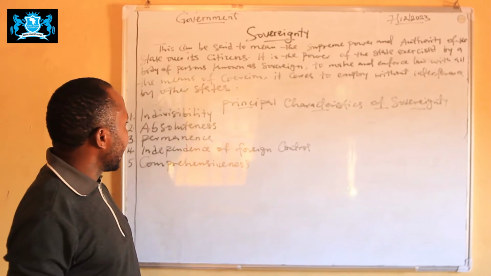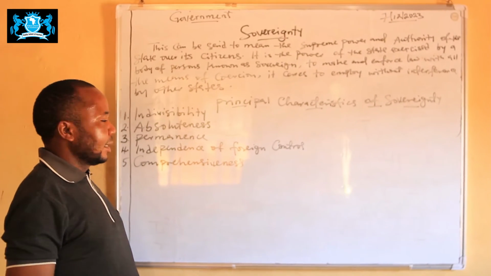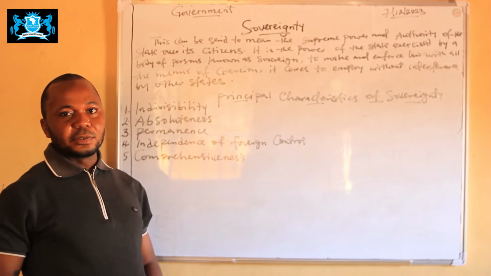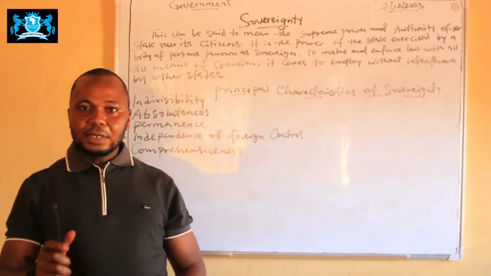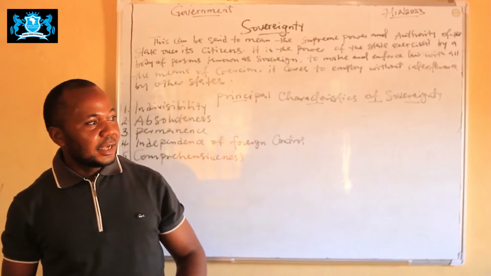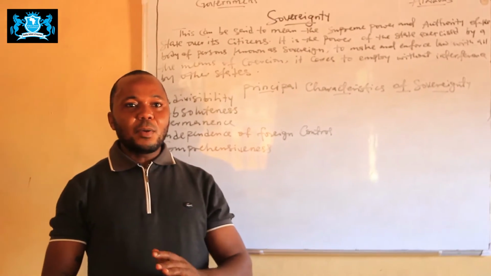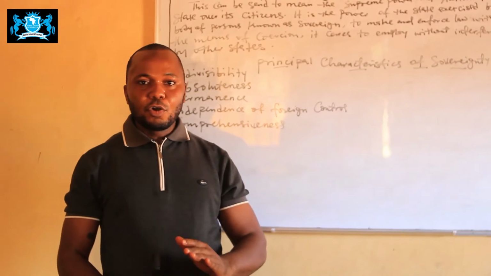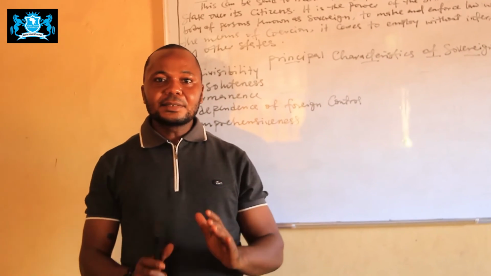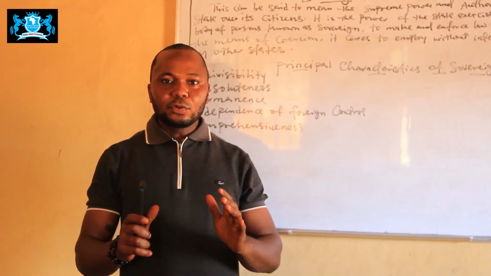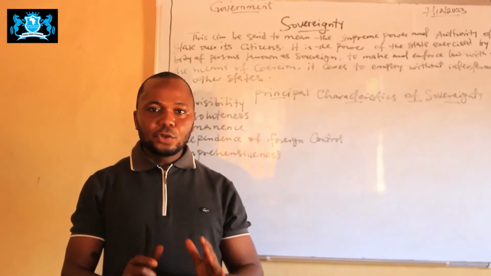Okay, the number two here we have is absoluteness. It has no limitations. Sovereignty has no what? Limitations. You can't say that you can do this one and cannot do this one. A sovereign nation has the power to decide both home and abroad. They decide all they want to do, when they want to do it, and how they want to do it.